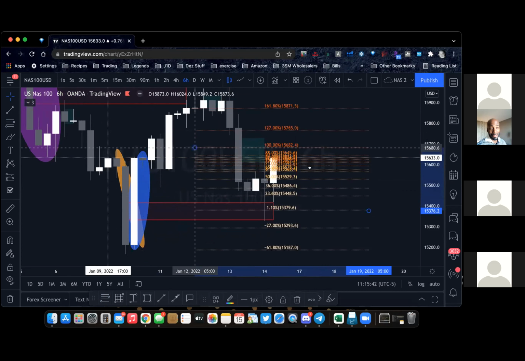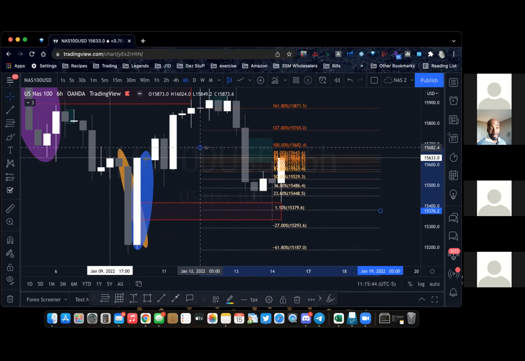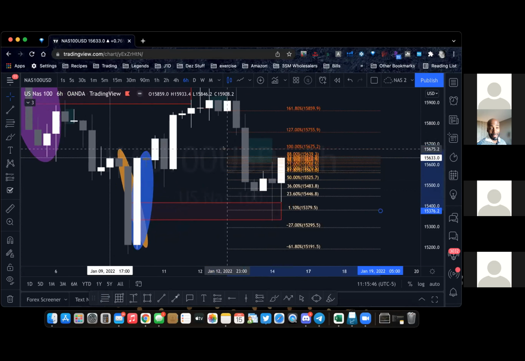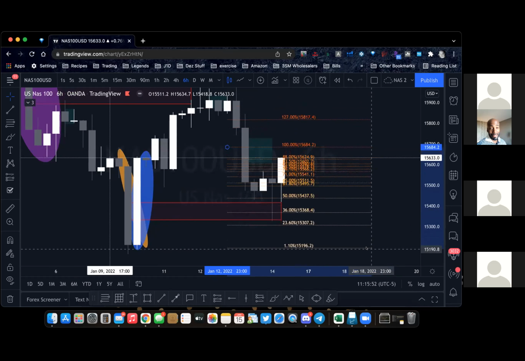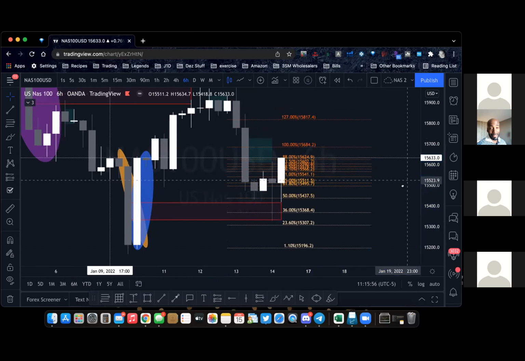And that would have been there to there. Let me move it over just a little bit more. And where was the low at? The low was right over here. Okay. Move that over just a little bit more.